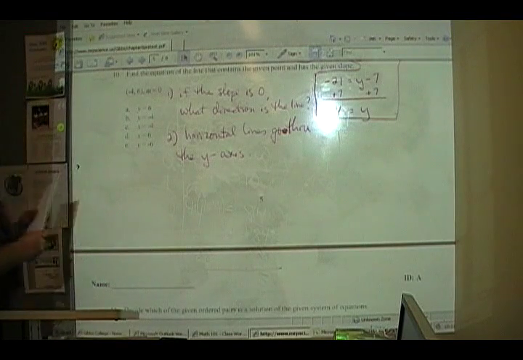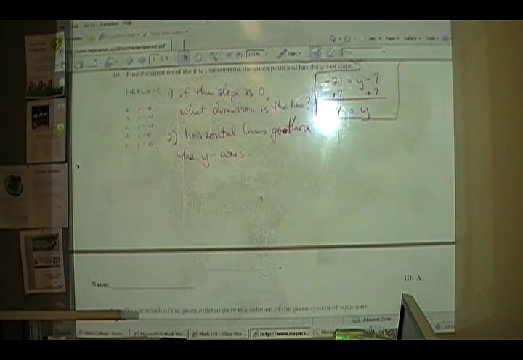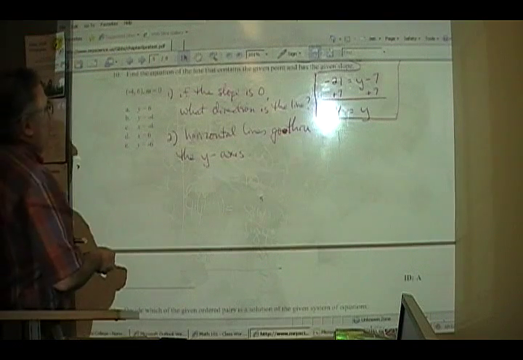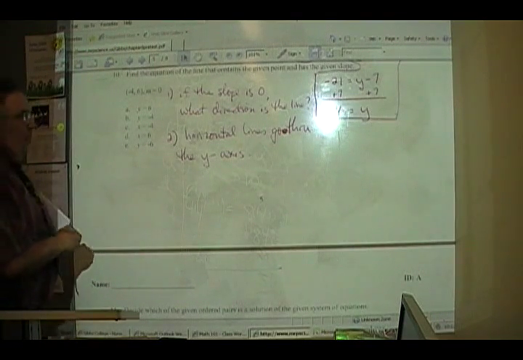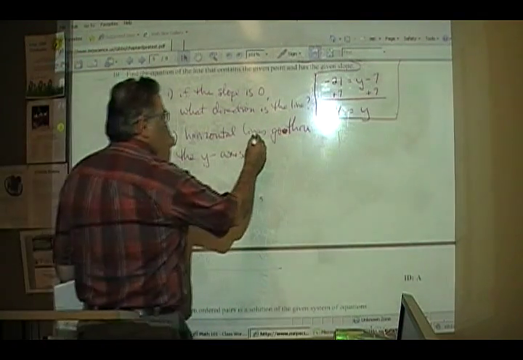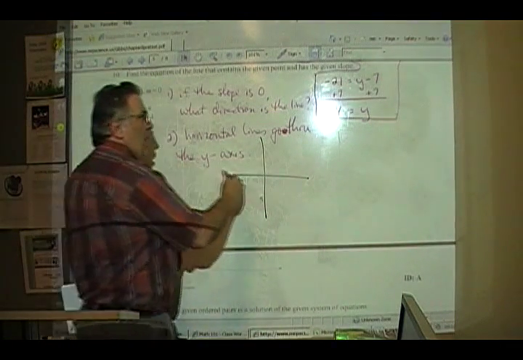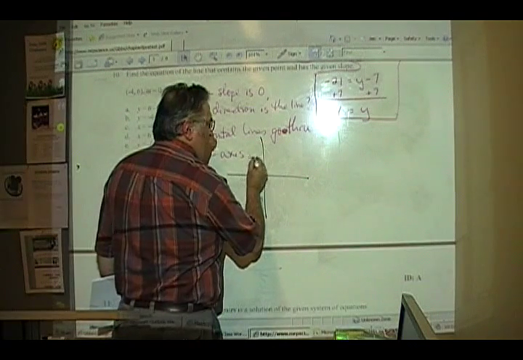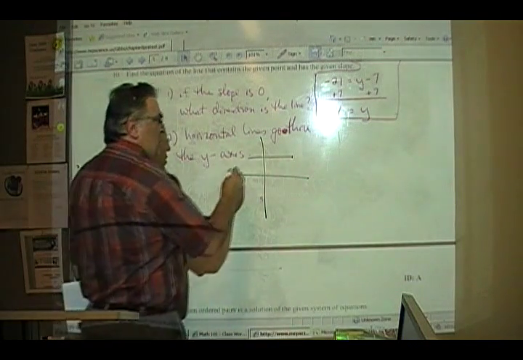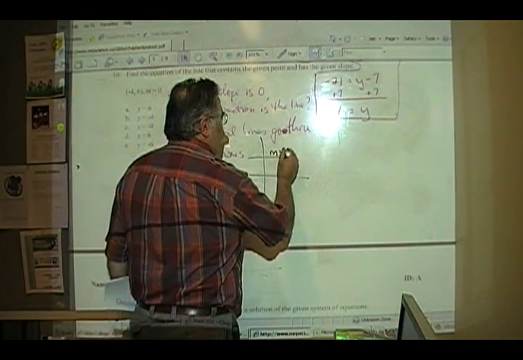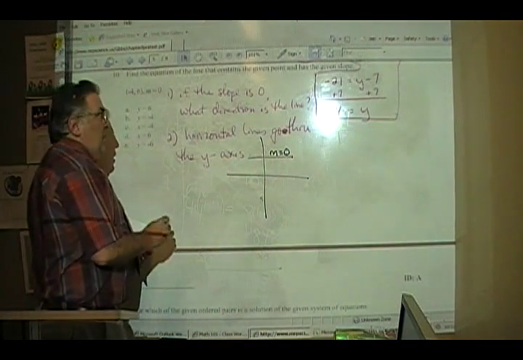Okay, number 10, it says find the equation of a line that has the given point and given slope. So the slope is 0. Now if we look at a graph and the slope is 0, that means that there's no rise, in other words, it's a flat horizontal line. When the slope is 0, it's a flat horizontal line.